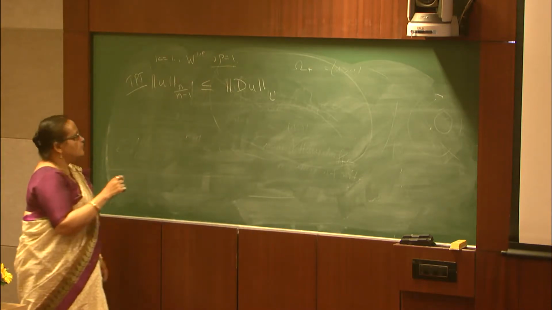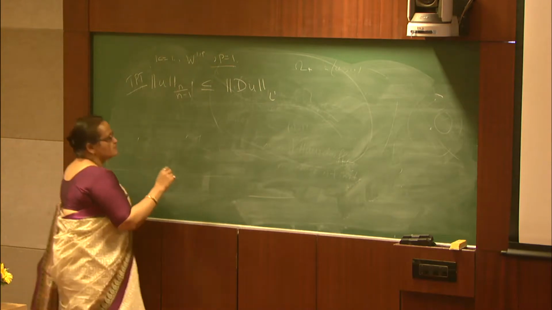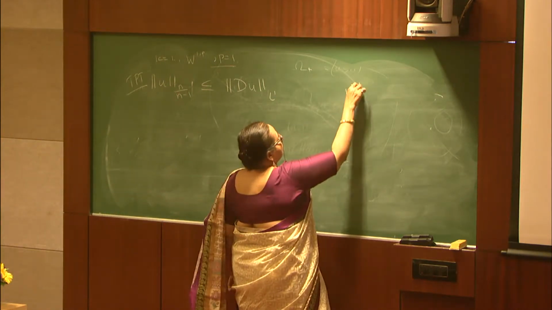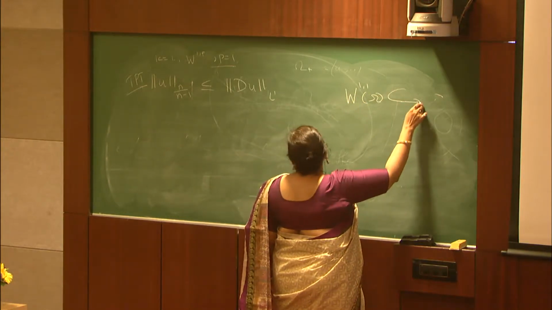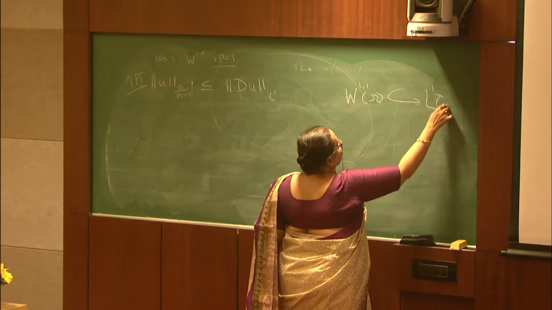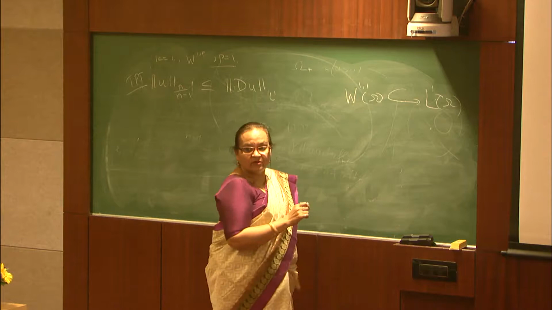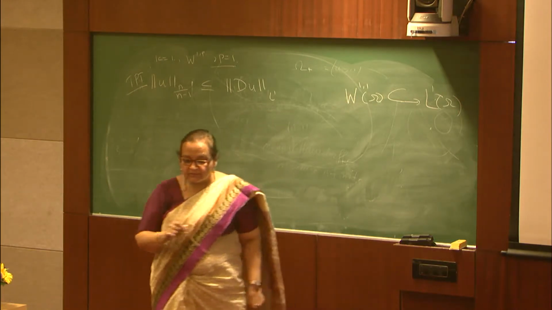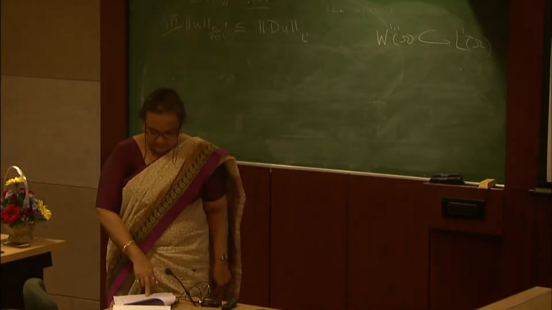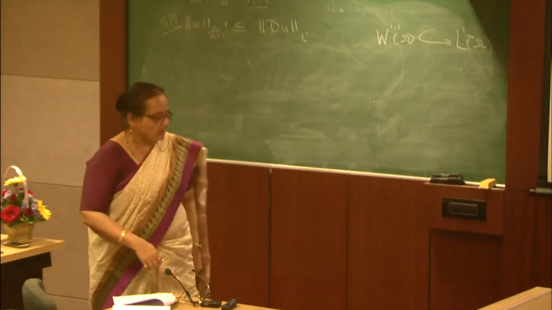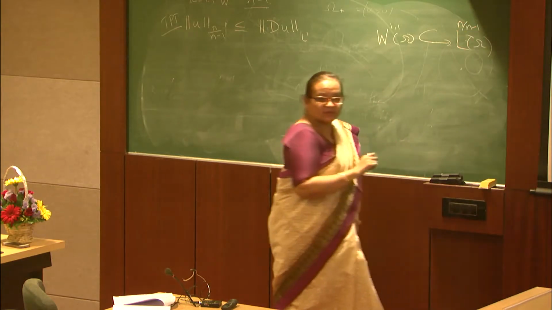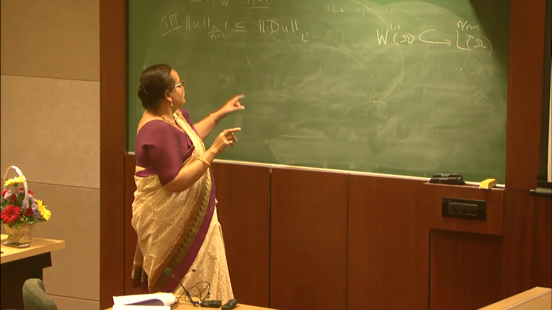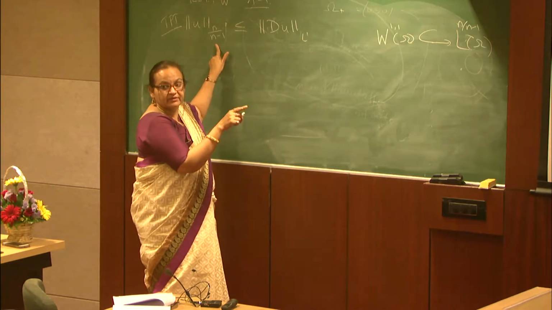So here what are you showing? As I have said, W1,1 of omega is contained in L n upon n minus 1 of omega. That is what you are showing. Okay? So this is one of the inequalities which I have written before.